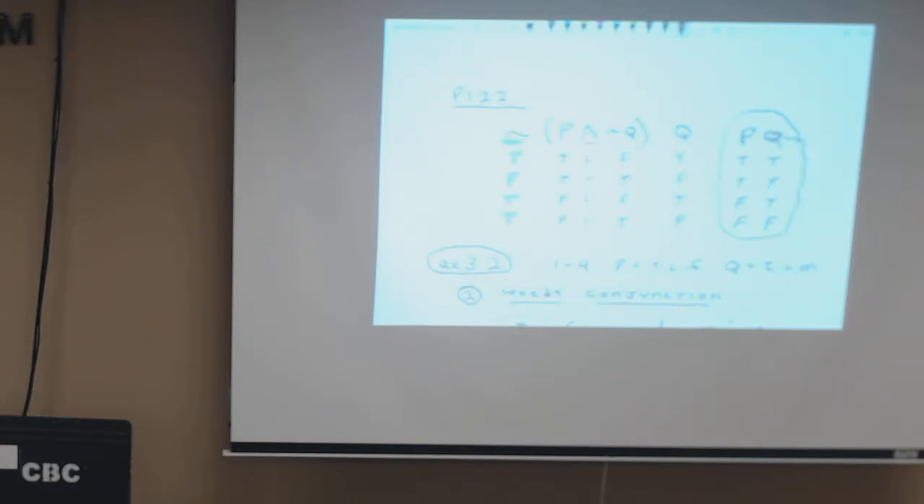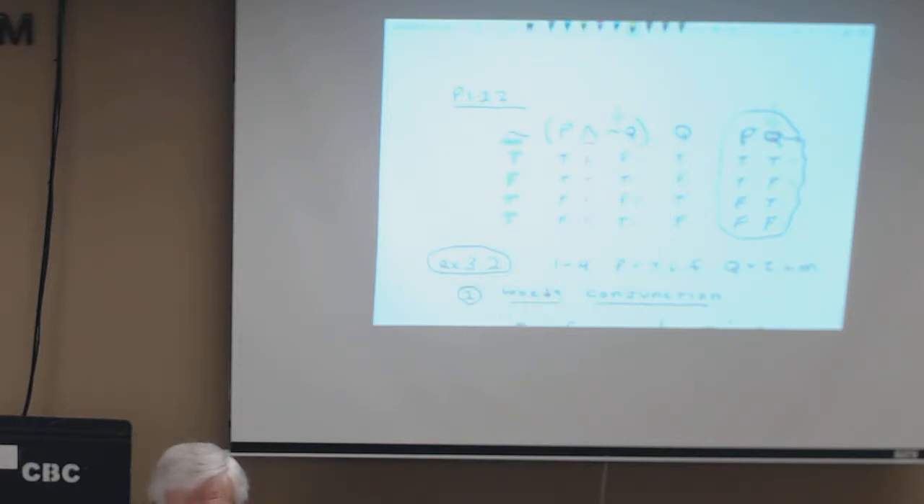Now, watch this. Well, let's go to green. If this is Q, then what do you think not Q is? If Q is true, what is not Q? False. If Q is true, not Q is false. If Q is false, not Q is true. Everybody see what's going on? If Q is true, not Q is false. If Q is false, not Q is true. Does that make sense to everybody?